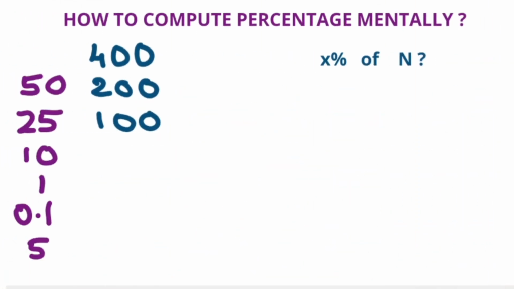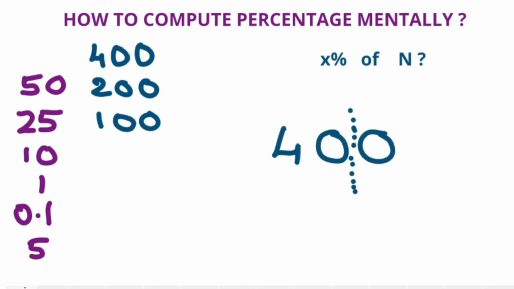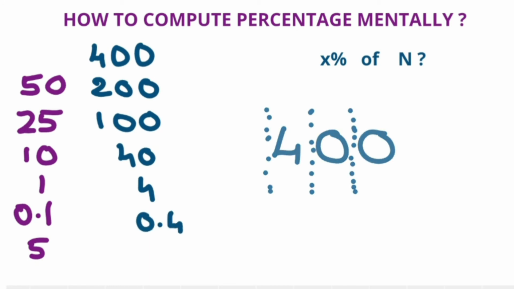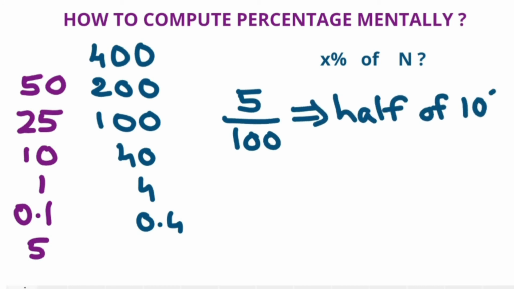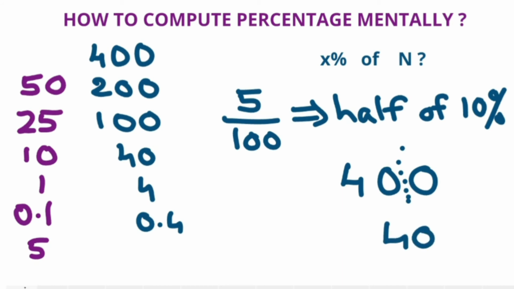Let's go back to our previous case where n equals 400. I hope we can find mentally that the 10% value is 40, the 1% value is 4 and the 0.1% value is 0.4. Let us quickly find 5% of 400 now. 5% of n is half of 10% of n. As we already know, 10% of 400 is 40. Half of it is 20. So 5% is 20.